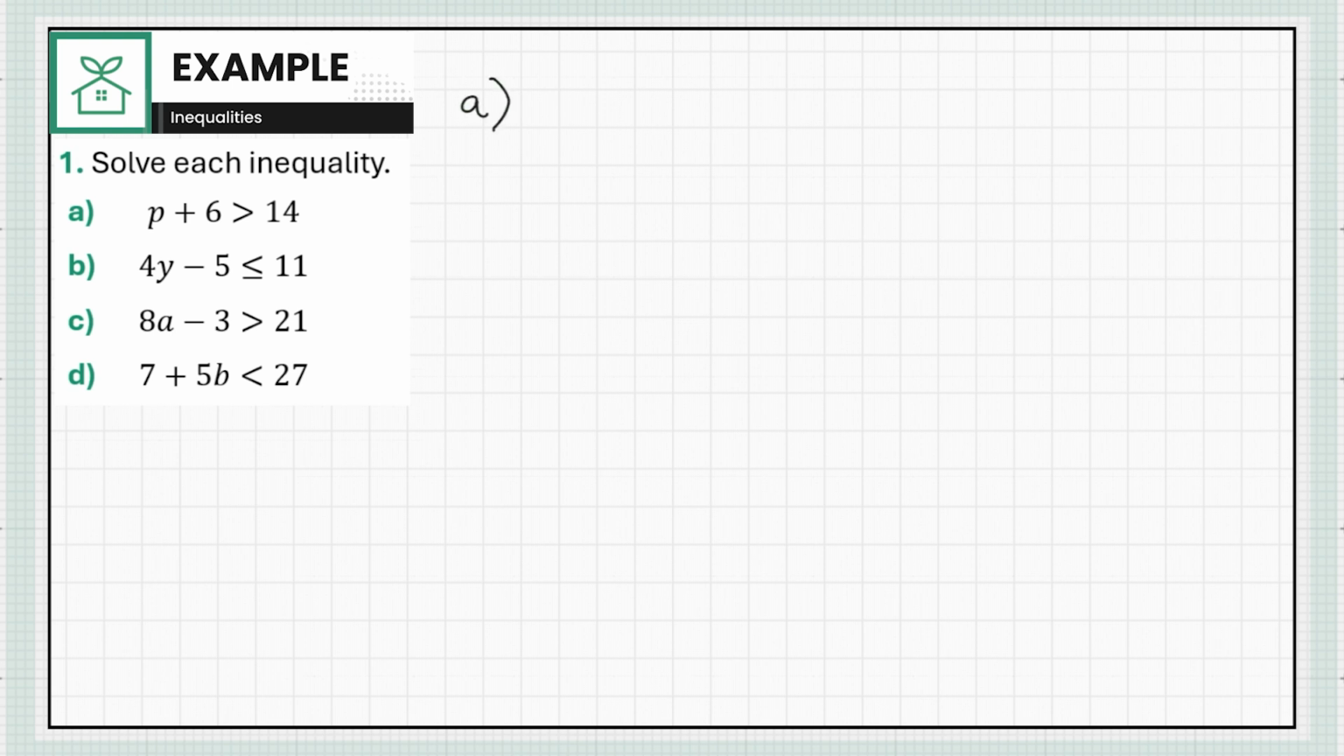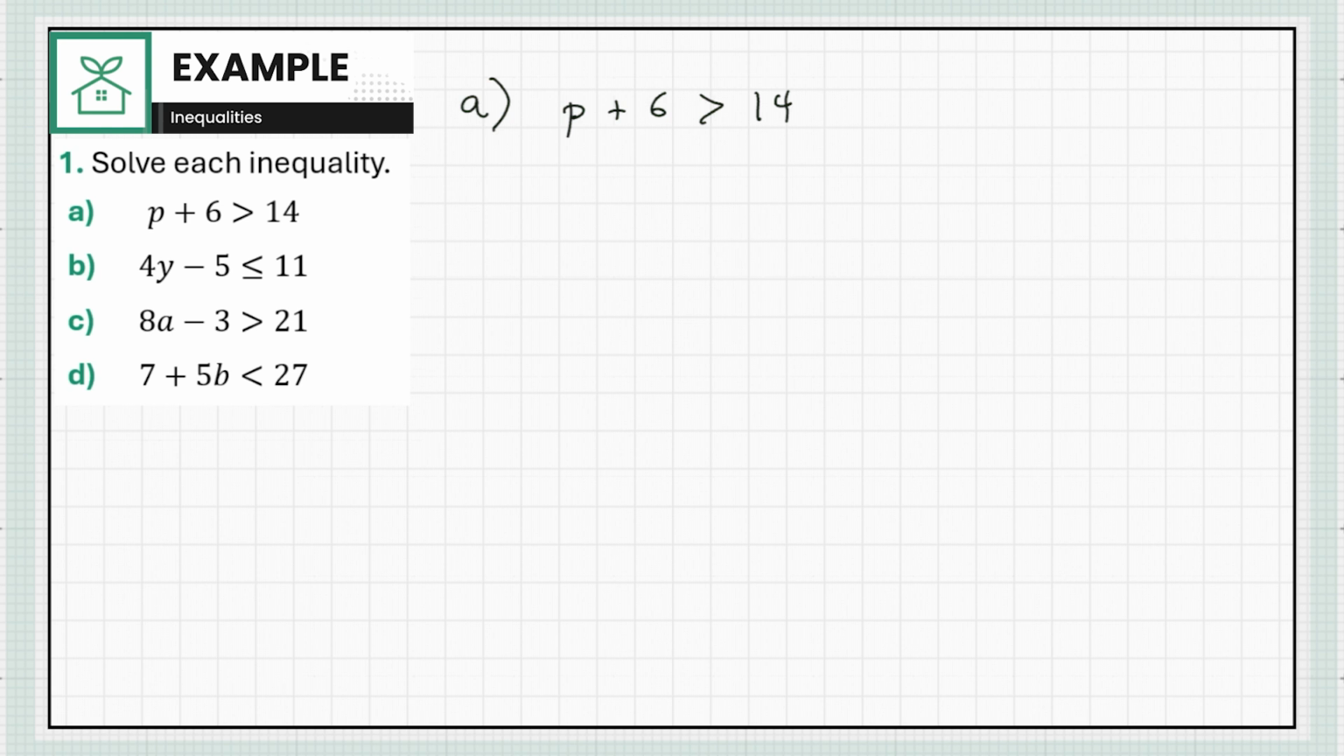A, we have p plus 6 is greater than 14. Now, creating equivalent inequalities is a lot like creating equivalent equations. We can add or subtract to both sides. We can multiply and divide by positive numbers to both sides. But the important thing is, if we multiply or divide both sides by a negative number, we need to reverse the way the inequality goes.